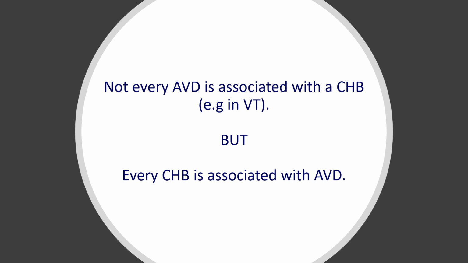The second difference is that not every AV dissociation is associated with complete heart block, like in VT, for example. This is an AV dissociation, but it is not a complete heart block, while every complete heart block is associated with AV dissociation, because part of the definition of complete heart block is that the atria are not talking to the ventricle. Okay, so there is a difference. You cannot really call every AV dissociation a complete heart block, but you can call every complete heart block an AV dissociation.